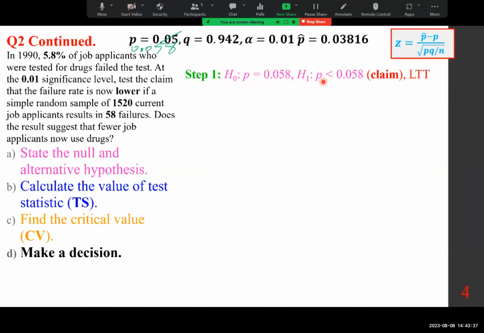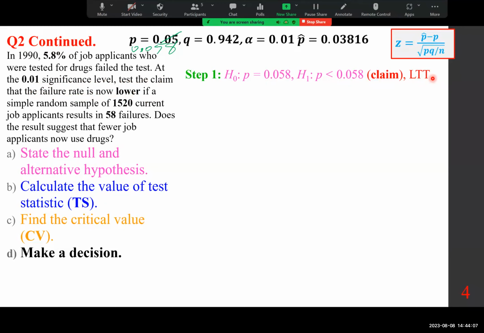In this case, why P less than 0.058? Because it says test the claim that the failure rate is now lower. So take a look at this, lower. That means less than 0.058. And that is the claim. So I'm going to put claim next to that. And because it's less than, it's considered a left-tailed test. LTT, short for left-tailed test.